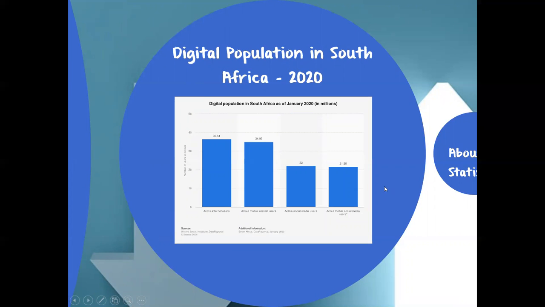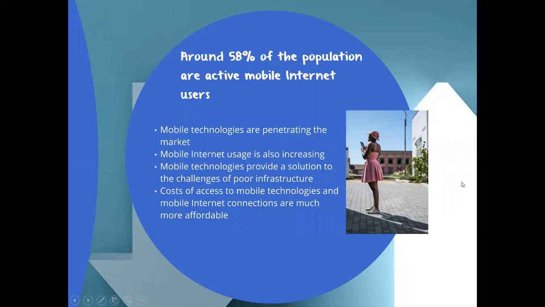Now I'm going into South Africa because this is the context of UNISA. So we need to understand our population first. The digital population in South Africa in 2020, active internet users, is 36.5 million users. This is around 58% of our population. And of that, active mobile internet users is almost all of the people that have active internet usage. They are accessing the internet via mobile technology. So that's 34.93 million people. This gives us a lot of information about how to draft our e-learning strategies.